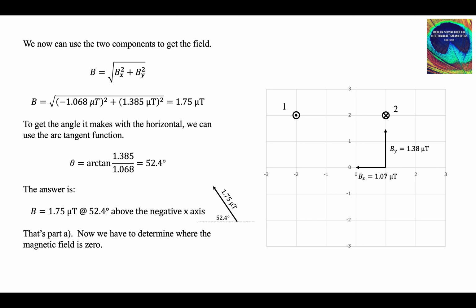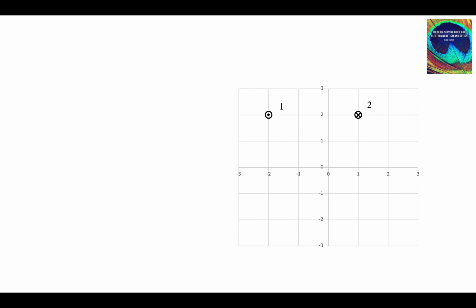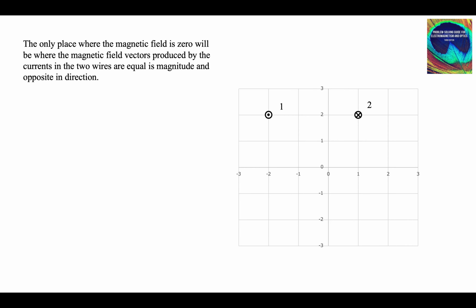Now we have to determine where the magnetic field is 0. The magnetic field's only going to be 0 when the two vectors are equal in magnitude and opposite in direction. This wire is 300 milliamps. This wire is 200 milliamps. So you have to be closer to this wire than this wire, because this wire has a smaller current.